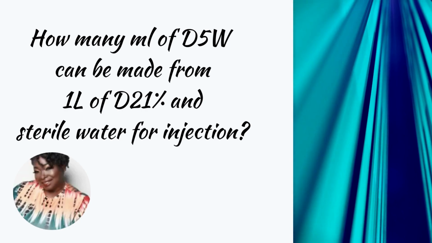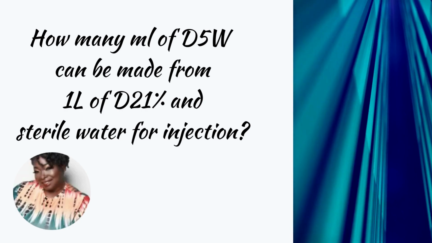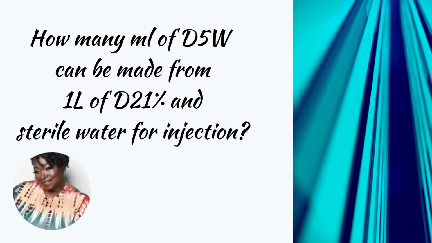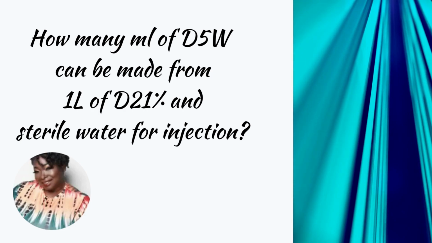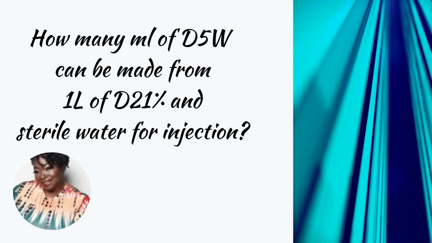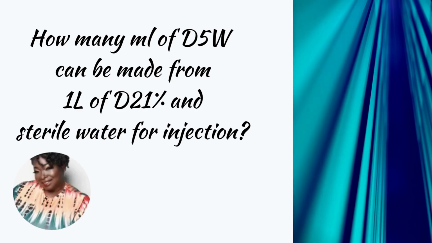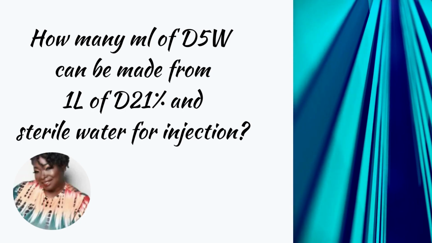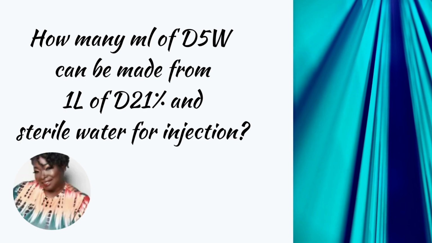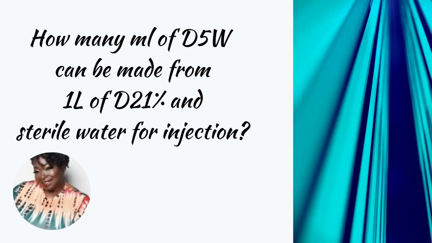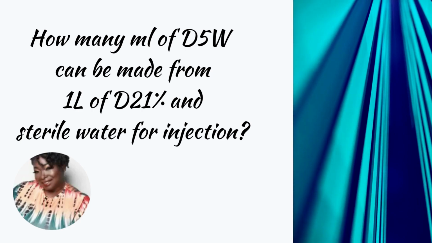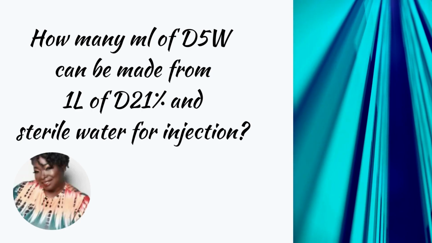I'm going to say that again because it's important. You're taking an entire liter of D21%, which is dextrose 21%, diluted in sterile water in that container. And then in a separate container, you have sterile water and nothing else. You have to combine those two things so that the concentration is 5% dextrose. The question is, how many milliliters of dextrose 5% can you make from what you have?